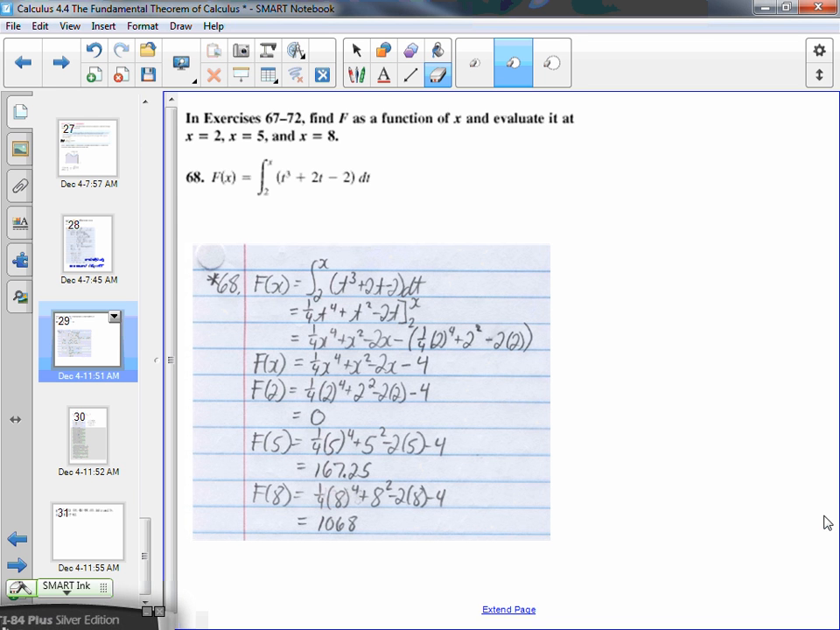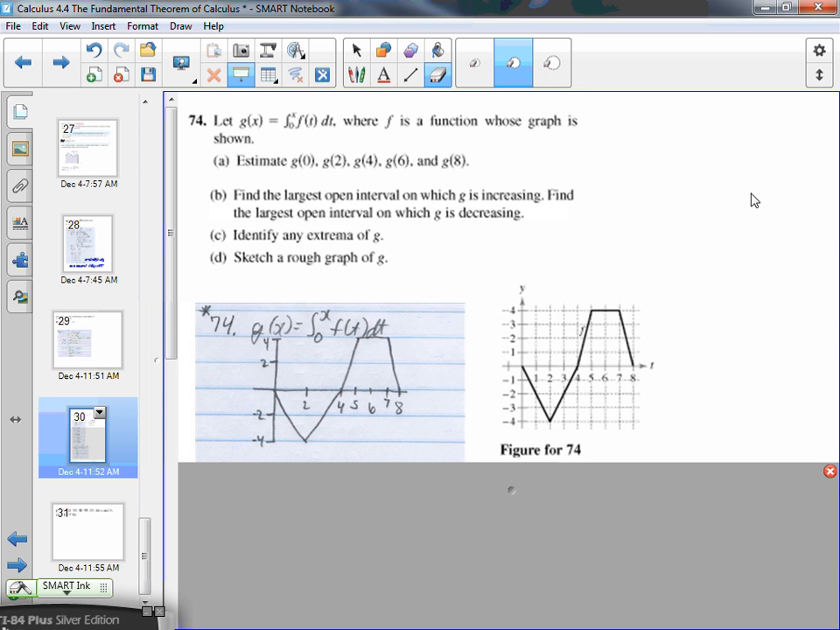All right. We've only got one more example to do, and we need to pick up the pace a little bit. So number 74. Let g of x equal the integral from 0 to x of f of t dt, where f is a function whose graph is shown. They want us to estimate g of 0, g of 2, g of 4, g of 6, g of 8, and then we'll answer the other questions.